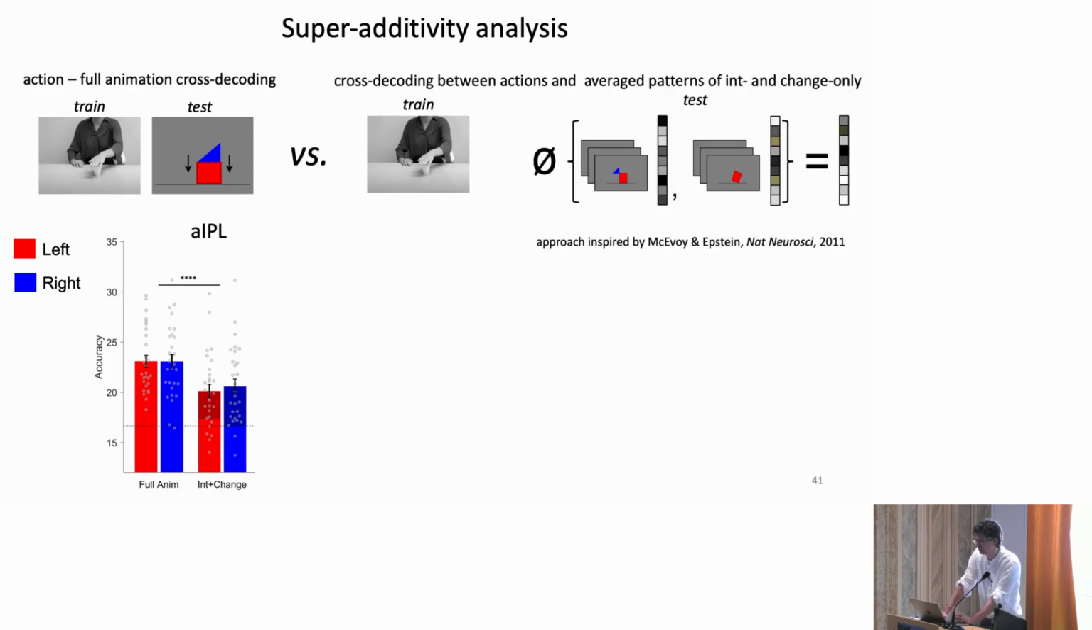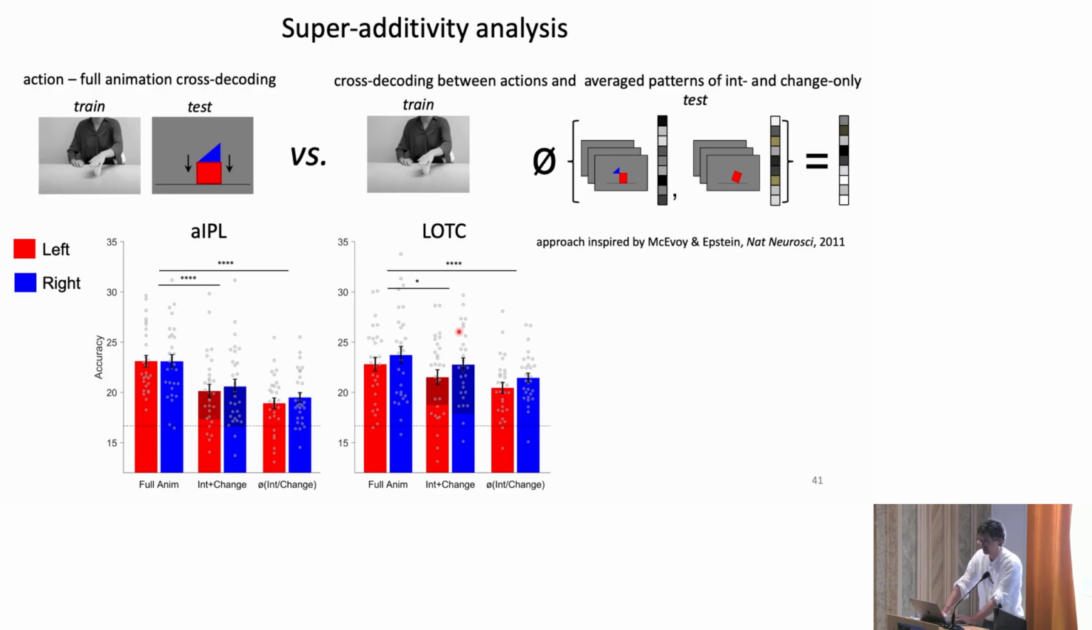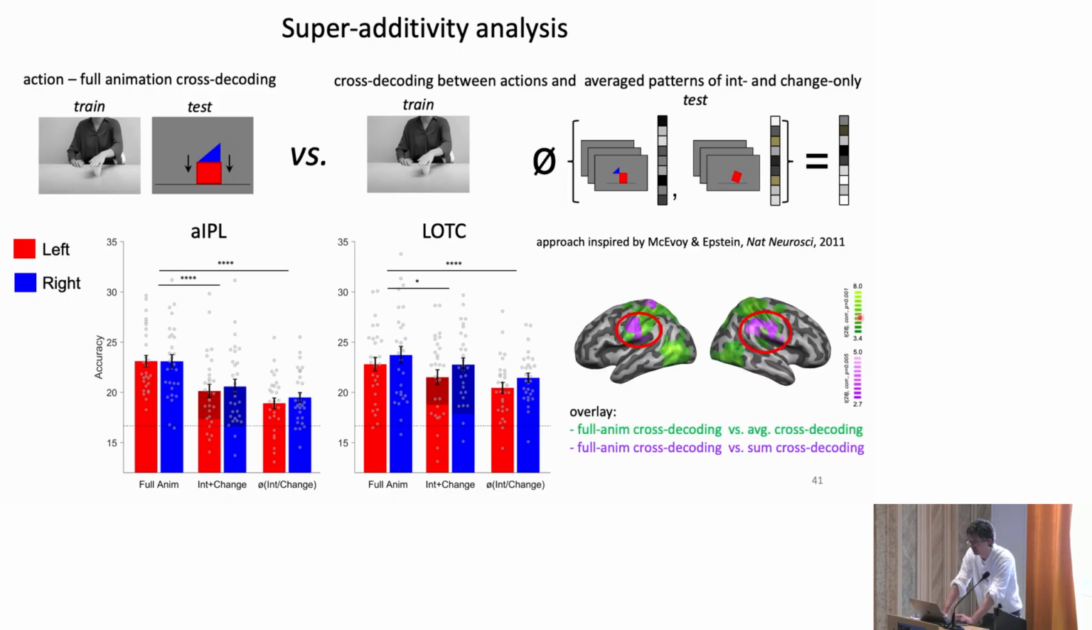Now, we also tried a different approach in which we first averaged the neural activation patterns of the interaction-only and change-only animations, and then we did the decoding with the actions. Basically, this revealed the same significant difference. Importantly, this difference between the full animations and the averaged patterns is much weaker in the LOTC. So it's still significant, but there's a clear interaction between the brain regions. We can also do this in the whole brain, and as you can see, both approaches of this superadditivity analysis overlap in the anterior IPL.